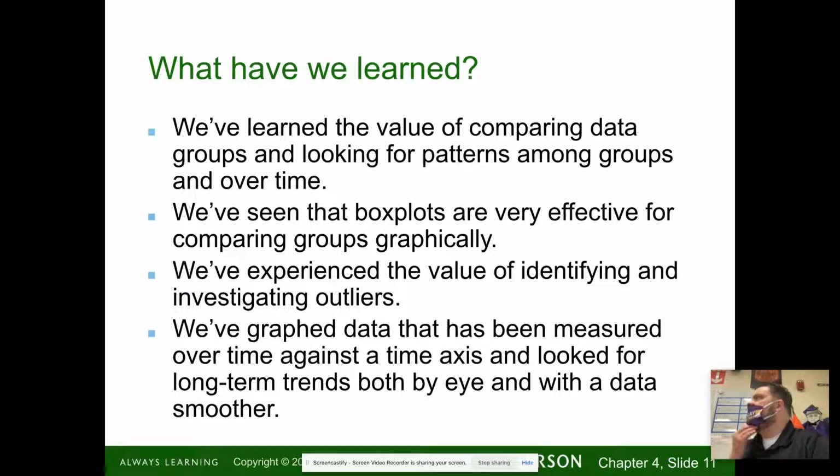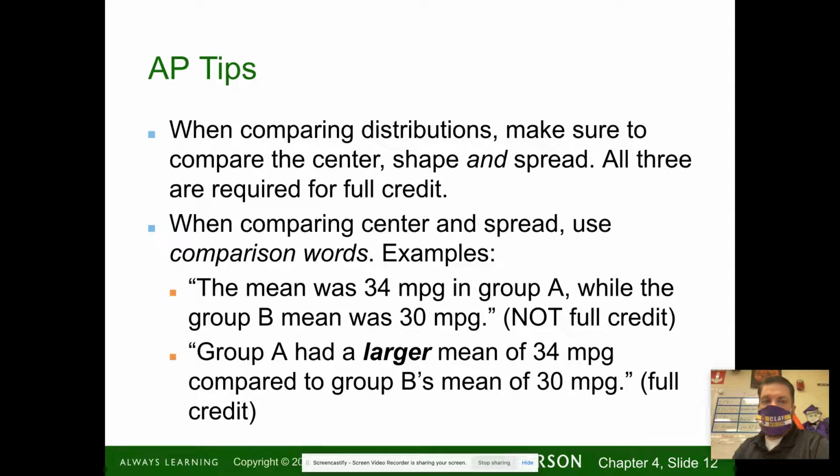A lot of times this stuff is measured over time, and so you can look for trends even with the raw data. If you looked at the raw data of the wind speeds, you could see that there was a dip, but clearly histograms and box plots helped. When comparing distributions, make sure to compare the center, the shape, and the spread, all three required for full credit. So you're going to have a lot of questions like this on the AP exam.